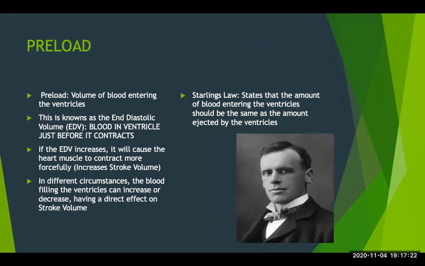So what is preload? It's the volume of blood entering the ventricles. This is also known as your end diastolic volume, which is the blood in the ventricle right before it contracts. If your end diastolic volume increases, it will cause the heart muscle to contract more forcefully, increasing stroke volume. In different circumstances, the blood filling the ventricles can increase or decrease, having a direct effect on stroke volume. Starling's law states that the amount of blood entering the ventricles should be the same as the amount ejected by the ventricles.